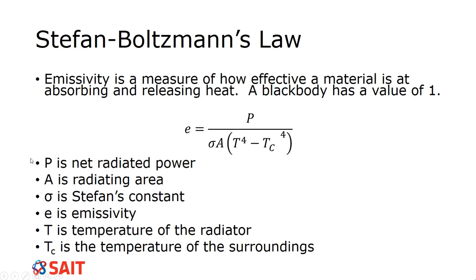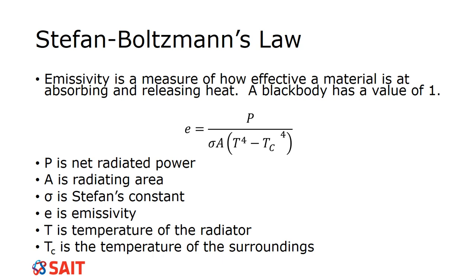Because there's a relationship based on what the material is and the temperature, and that is the Stefan-Boltzmann Law. So we have something called emissivity, which is a measure of how effective a material is at absorbing and releasing heat. P is the amount of energy that is radiated, A is the area, sigma is the Stefan-Boltzmann constant, and then we have the temperature of the radiator and the temperature of the surroundings. Using this formula, I can figure out what my emissivity is.